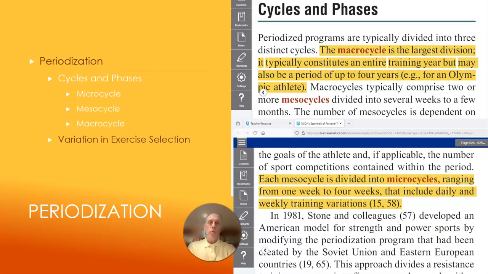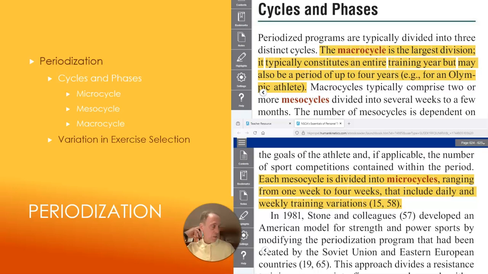And with the cycles and phases part of it, you have microcycles, mesocycles, and macrocycles. Micro being small, like a microscope. Meso, like a mezzanine, like a balcony, or a mezzo soprano, if you're into music, is middle. And then macro, like macroeconomics, is large. So on a scale of big to little, and you'll be asked this in questions somewhere else, a macrocycle is the largest division. It's an entire training year.